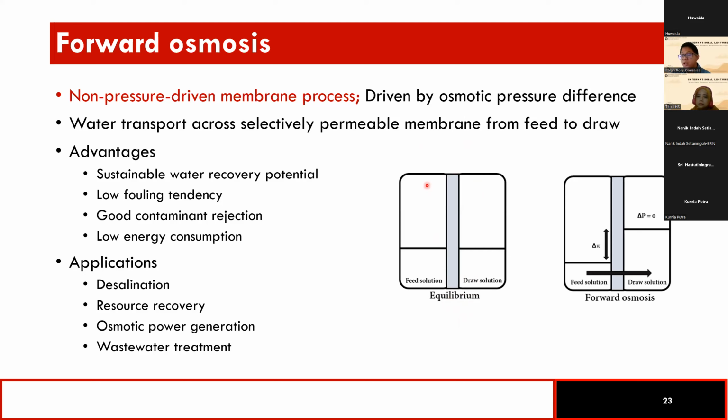0.01 nanometer range of membranes. And the FO process can be applied for desalination, resource recovery, solar power generation, and wastewater treatment. Why is this very attractive for wastewater treatment? It is because of its low fouling tendency.